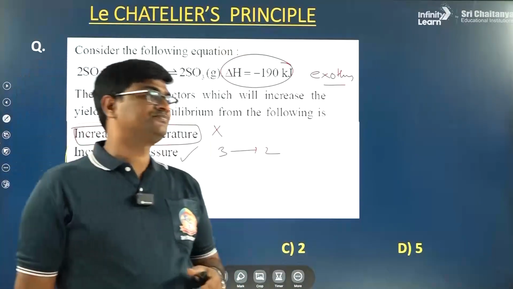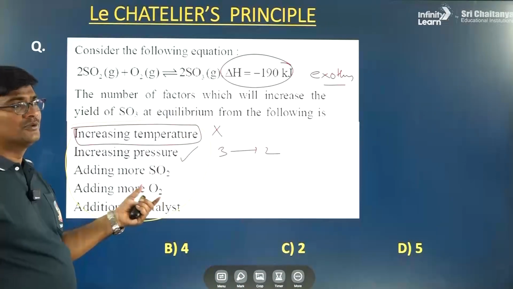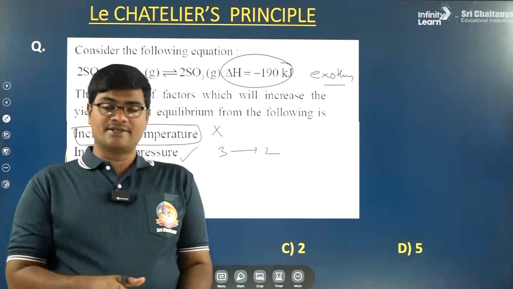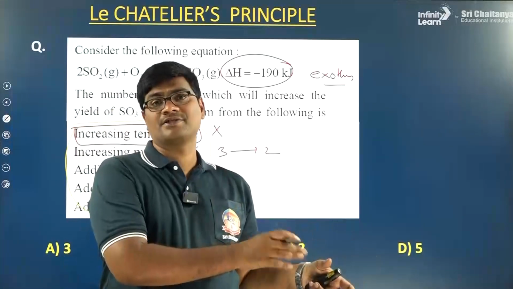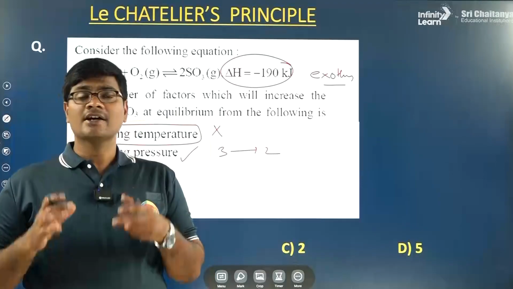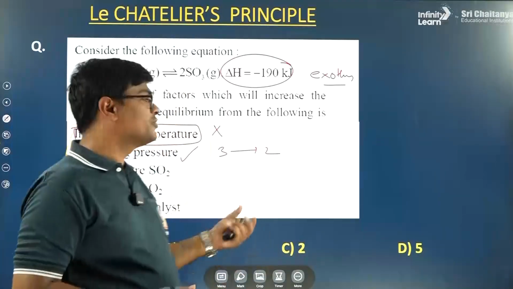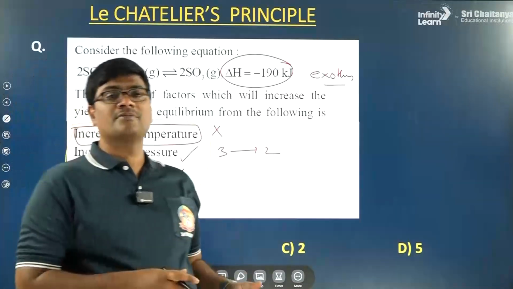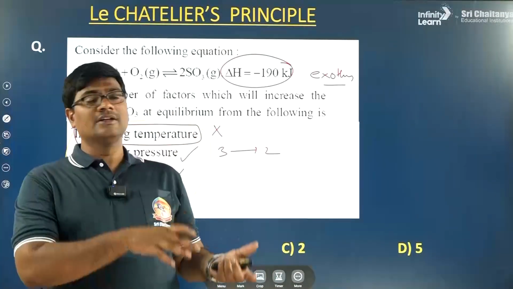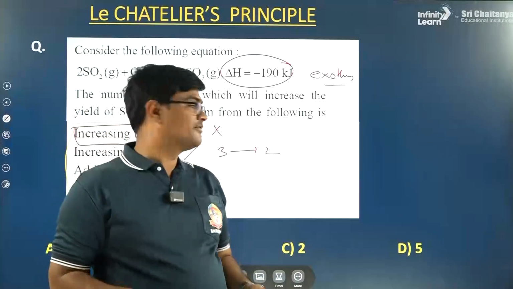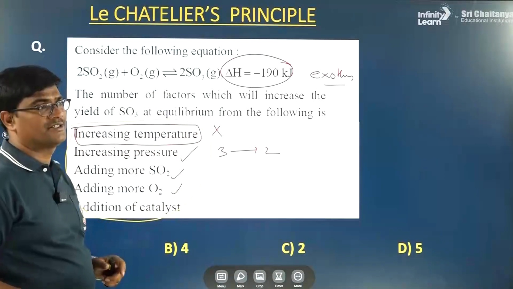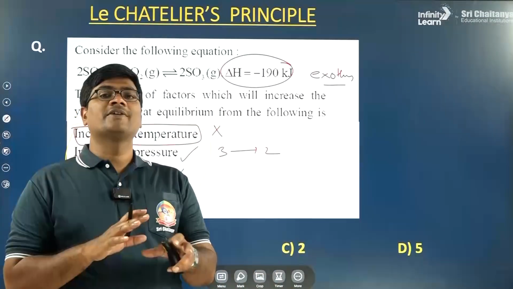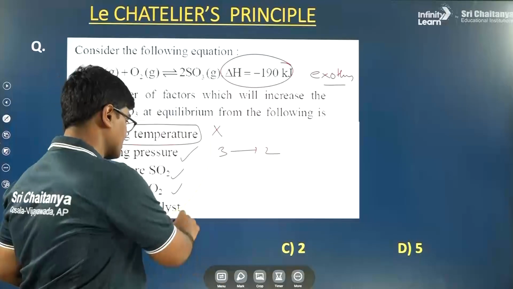Let's go for the next, that is adding more SO2. As we know, as per Le-Chatelier's principle, if you add some reactants, then the equilibrium shifts in the forward direction because the rate of forward reaction increases. Adding reactants, either SO2 or O2, in both cases it makes the forward reaction better. That means the yield of SO3 increases. Therefore, both are possible. Now, addition of catalyst. As we know, after reaching the equilibrium position, there is no effect of the catalyst. Therefore, that is also not the right choice.